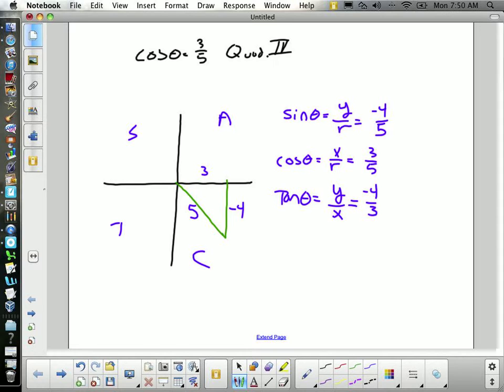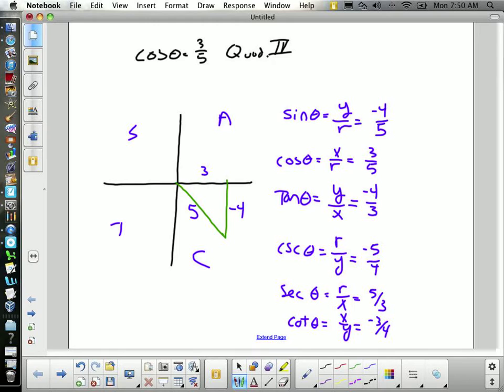Then we start doing reciprocals. The reciprocal of sine is cosecant. That's r over y, which would be negative 5/4, or 5 over negative 4 if you prefer. Secant of theta is r over x, the reciprocal of cosine, which would be 5/3. And cotangent of theta is x over y, which is negative 3/4.